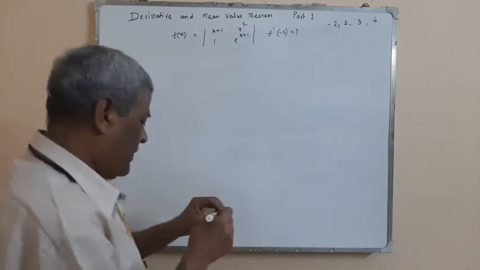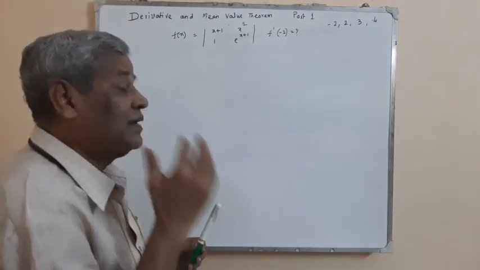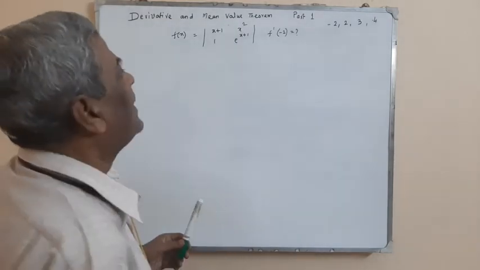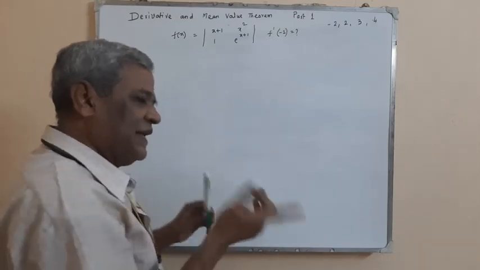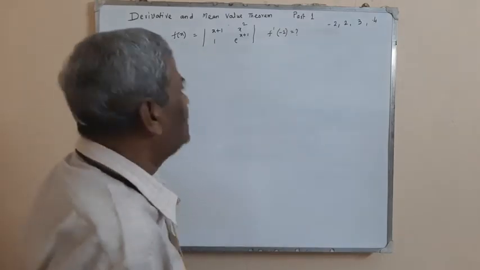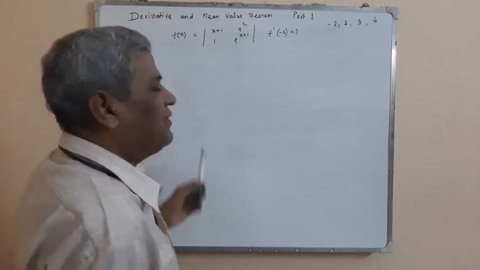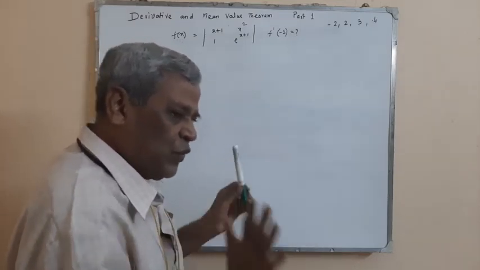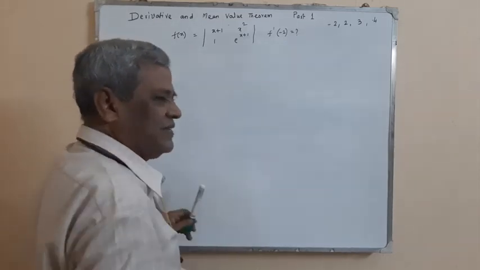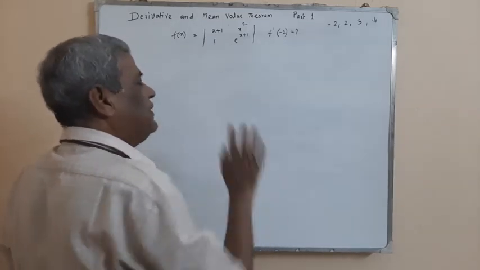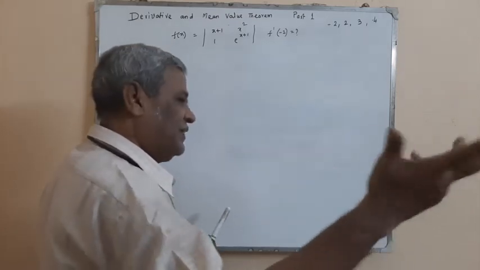Now here, if the function f(x) is given in determinant form, we have to find f dash x and then put x is equal to minus 2. So to find its derivative, there are three ways. Number one, this is a second order determinant, very simple. You find the value of the determinant, it's a function of x, then differentiate.